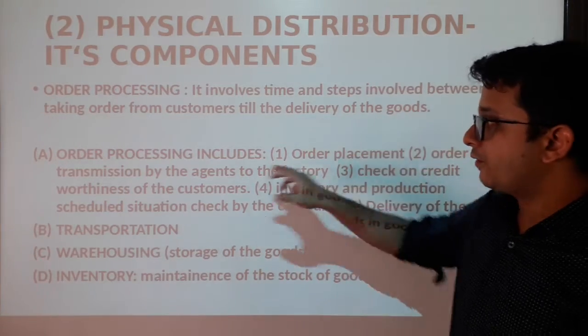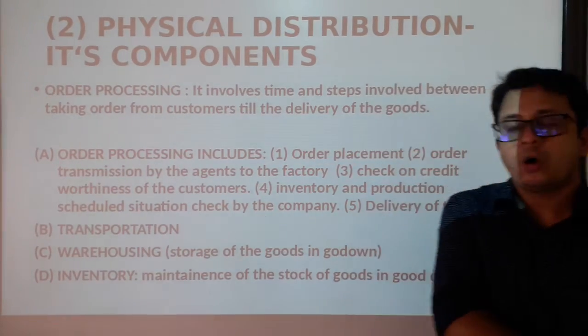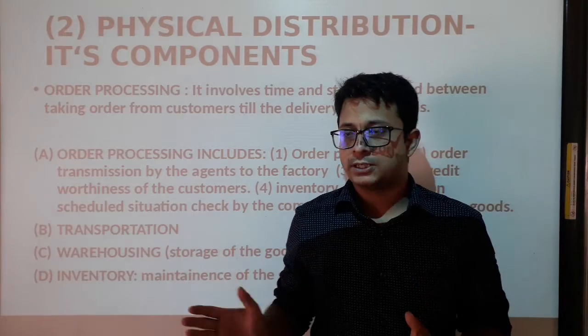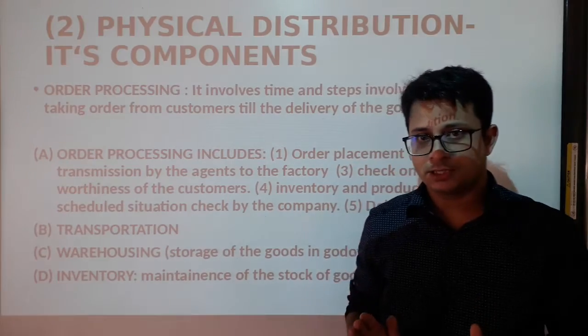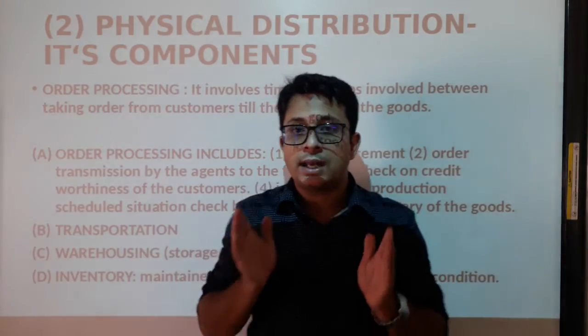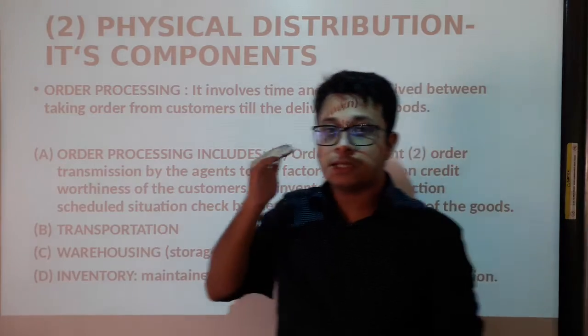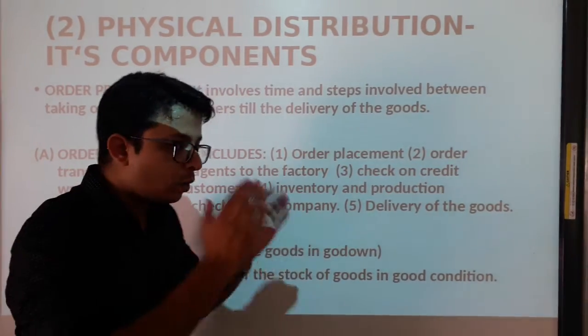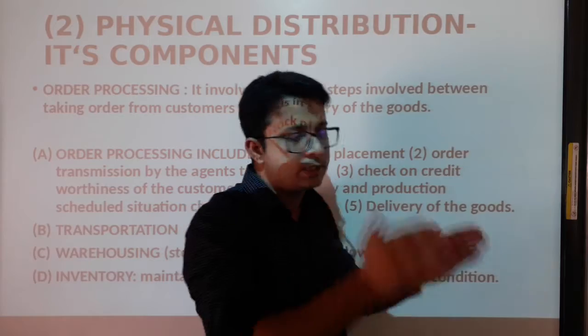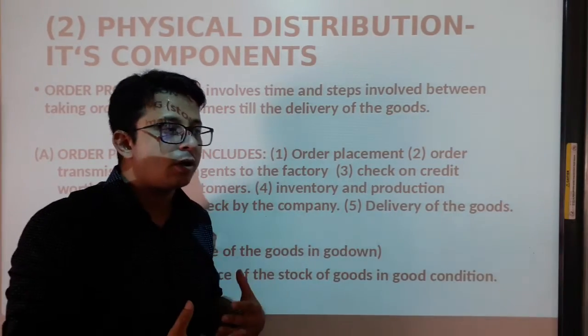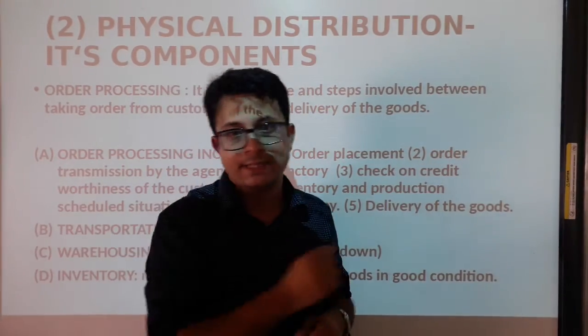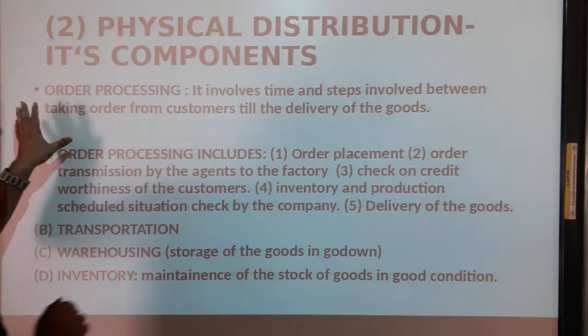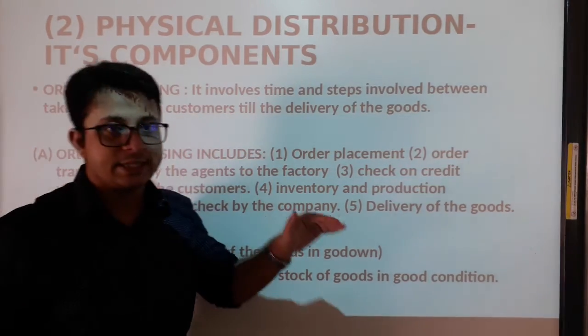First thing is the order processing. In certain industries, to produce a particular amount of goods we need to give an order, saying I want this quantity of goods, I want this particular product, and based upon this order the company processes the order. Regarding order processing, there are certain steps.